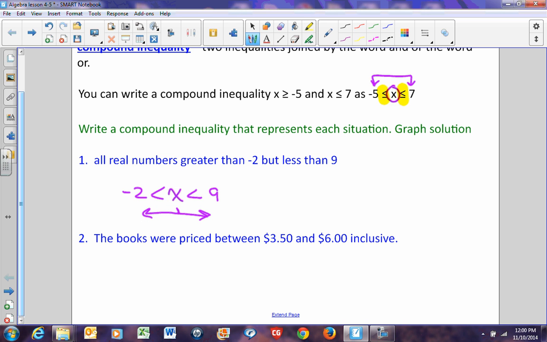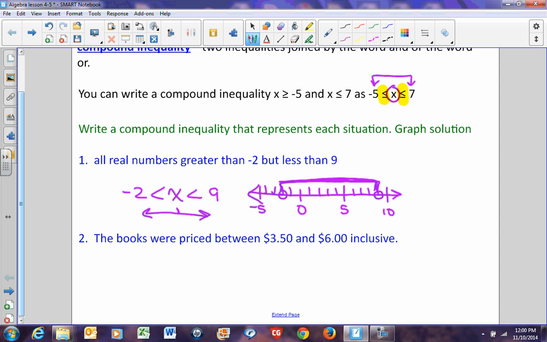If I was to graph this inequality, here is 0, 1, 2, 3, 4, 5, 6, 7, 8, 9, 10, -1, -2, -3, -4, -5. If I am greater than -2, that means I have an open circle at -2, but I'm less than +9, so I have an open circle at +9, and I'm going between those two numbers. Only all the numbers between those two numbers, not including -2 and not including +9. x is literally between -2 and 9.